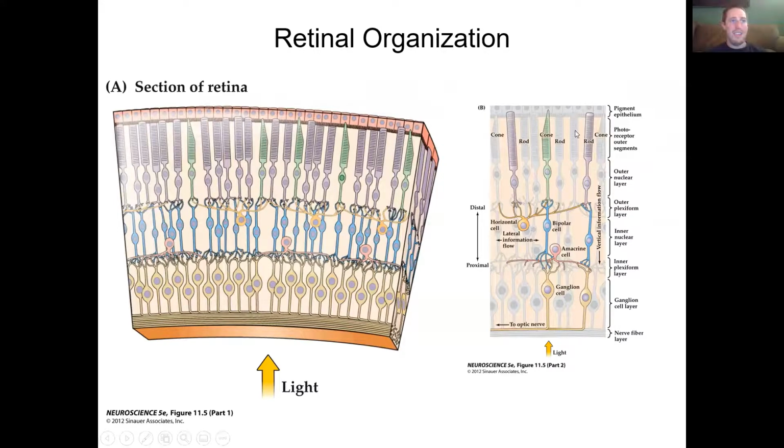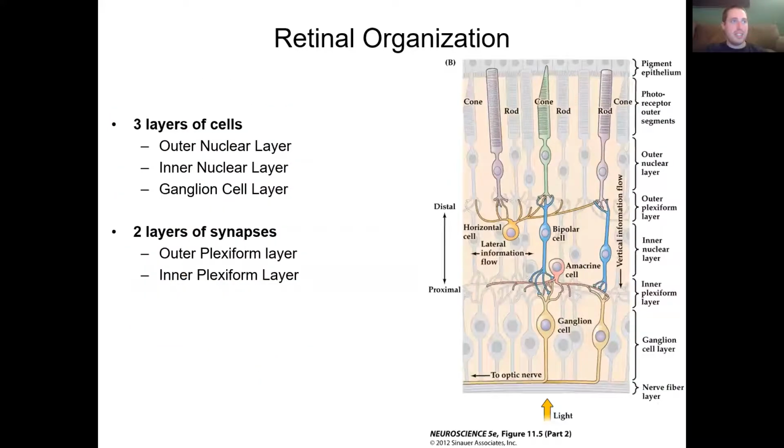And then those signals are actually passed through the retina back to the front, the ganglion cells, and the ganglion cells' optic nerves head out through the optic disc to the brain. So we're going to look at this in a little more detail.